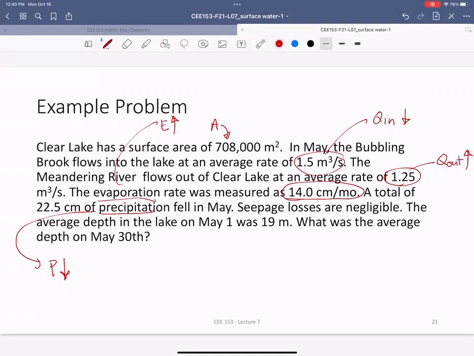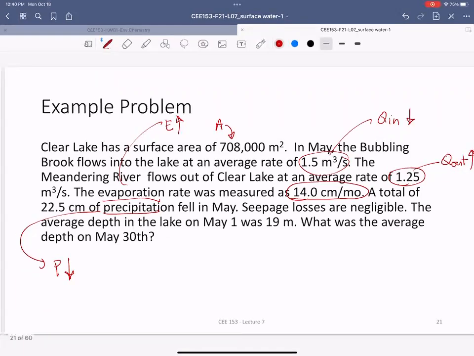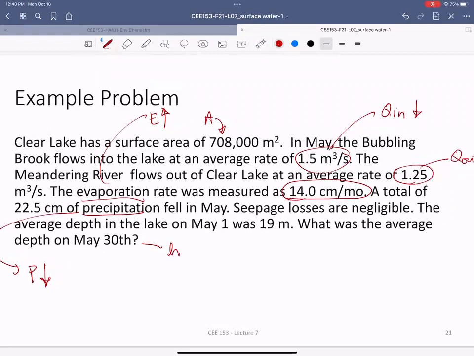The average depth in the lake on May 1st is 19 meters. So it's saying that the depth of the water in the lake is 19 meters. What was the average depth on 30th May? Basically, in 1 month, how much water do you receive? If you know how much water you receive, you can calculate how much the water will rise, because you know the total area. If you know the total volume, it's asking what height will it rise.